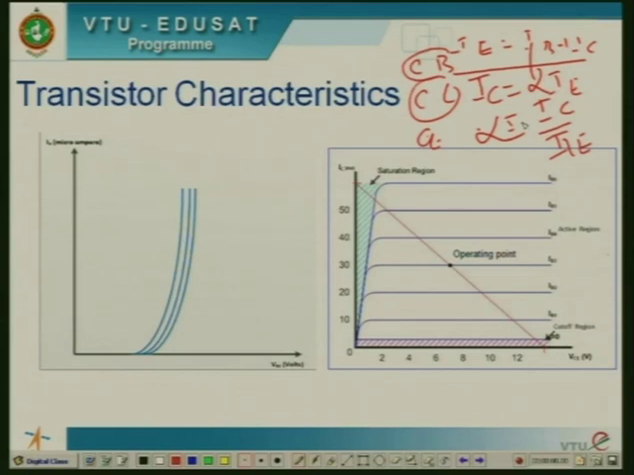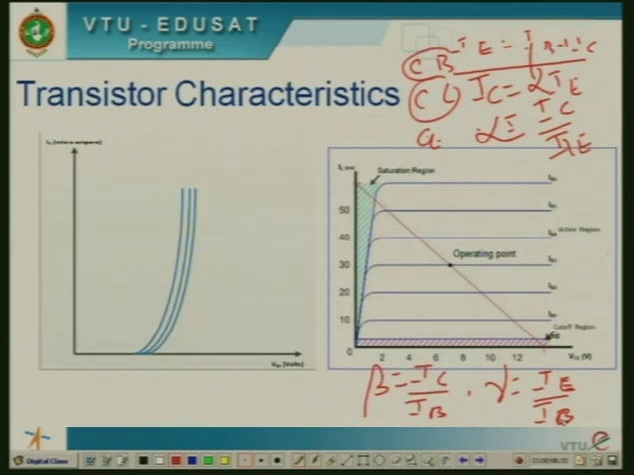Similarly, we define the common emitter gain in a common emitter configuration, denoted with beta. This is the ratio of the collector current to the base current, IC by IB. Then in the case of a common collector configuration, the gain is given by gamma, which is equal to IE by IB, where IE is the output current and IB is the base current.